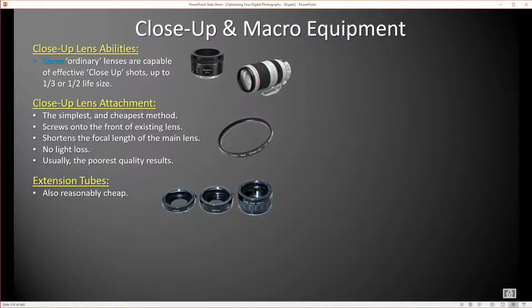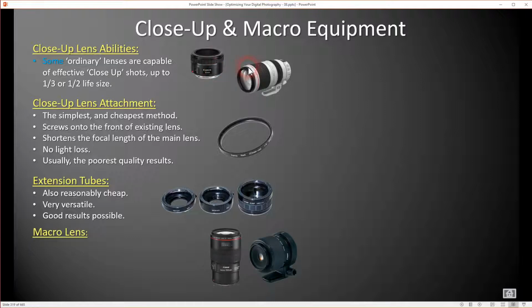Extension tubes. These are, again, relatively cheap. They're very versatile because you can use them on different lenses. You can get very good results depending on the quality of your main lens. They also have electronic circuits, so that when attached to the camera, the electronic controls of the lens should still operate. Now, macro lenses are specialist lenses designed to give you the best results when they're close up.